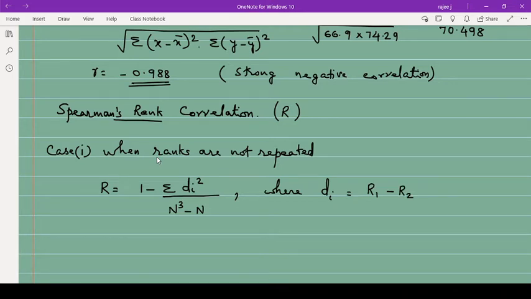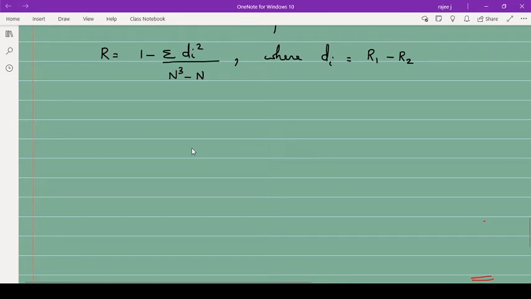When you are writing the ranks, so x, y we will have, then for x you will write the rank as r1, the rank of y you will write r2, then r1 minus r2 will be di. Here r1, r2 we will have, and r1 minus r2 is this di. So that is the formula when the ranks are not repeated.